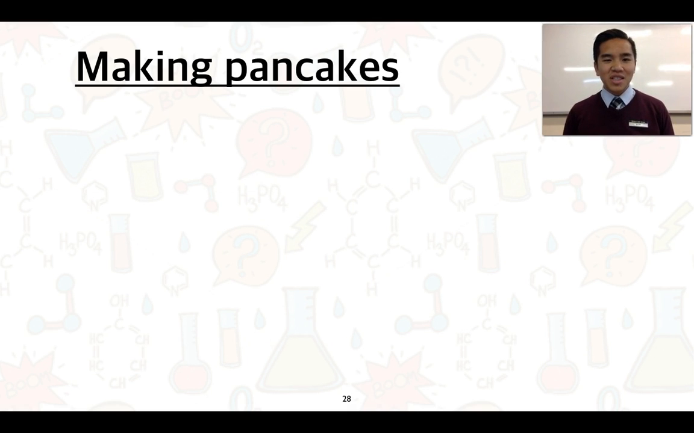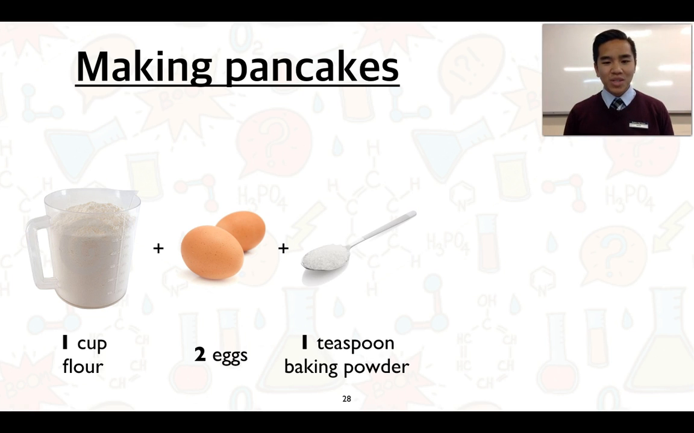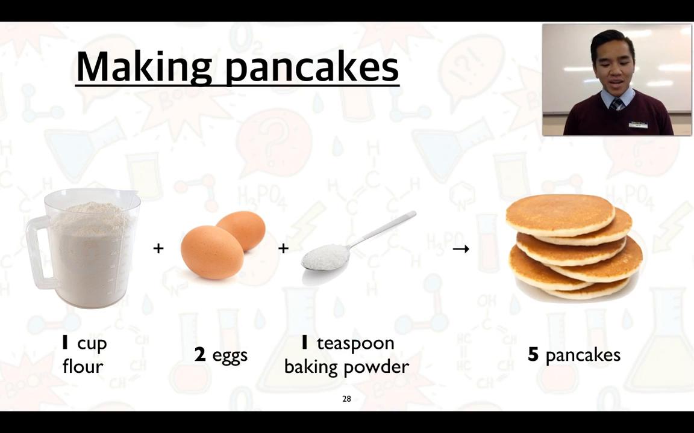So let's just imagine that our recipe for making pancakes is quite simple. What we need is 1 cup of flour. We also need a couple of eggs, so 2 eggs. We will also need a bit of baking powder as well, 1 teaspoon there. And let's just imagine we mix these ingredients together, and this allows us to produce 5 pancakes.